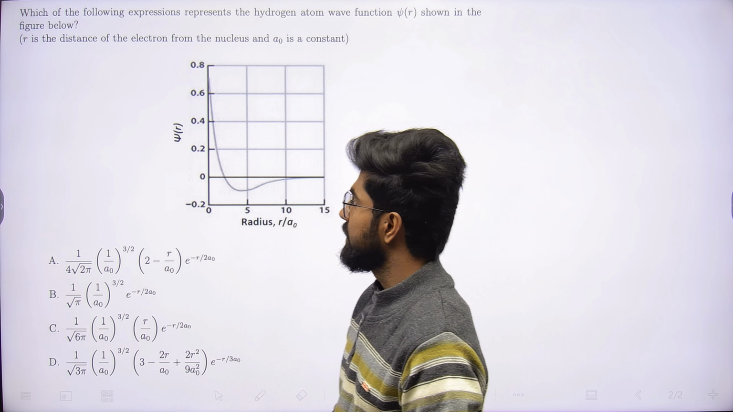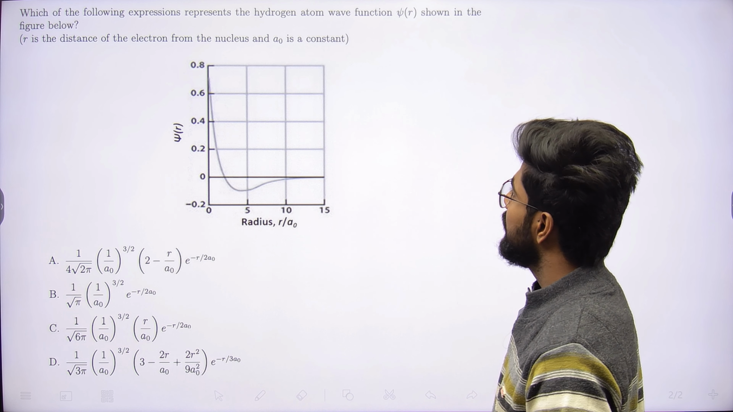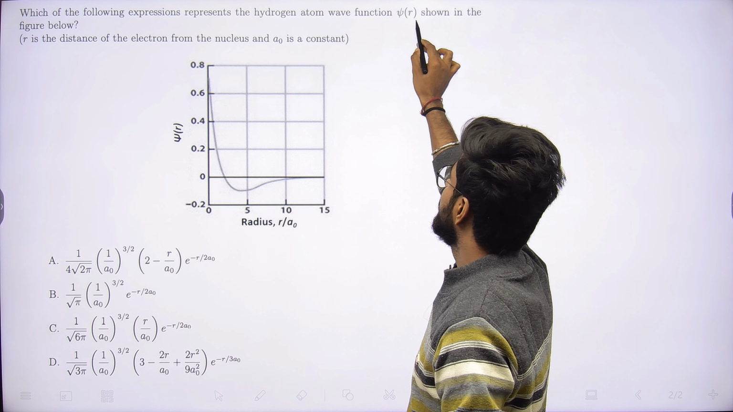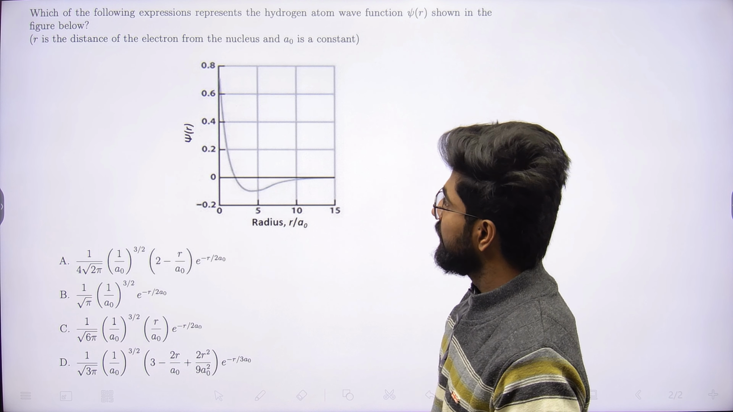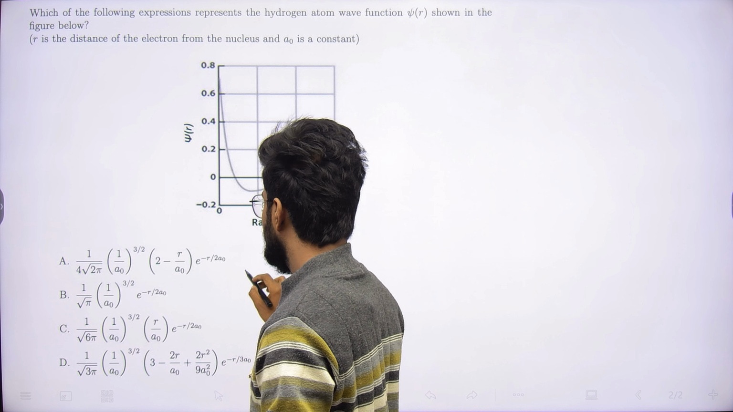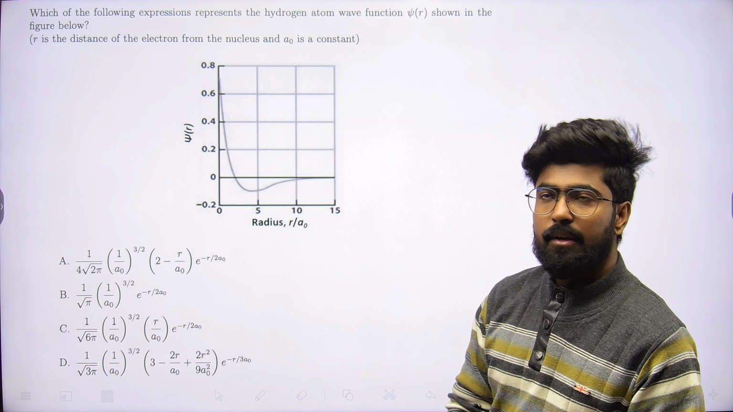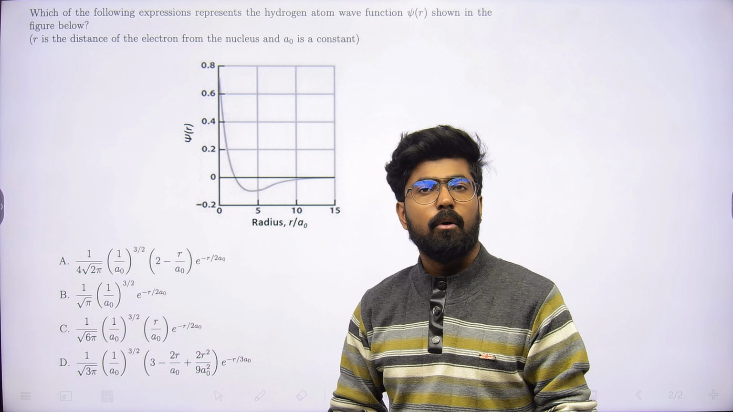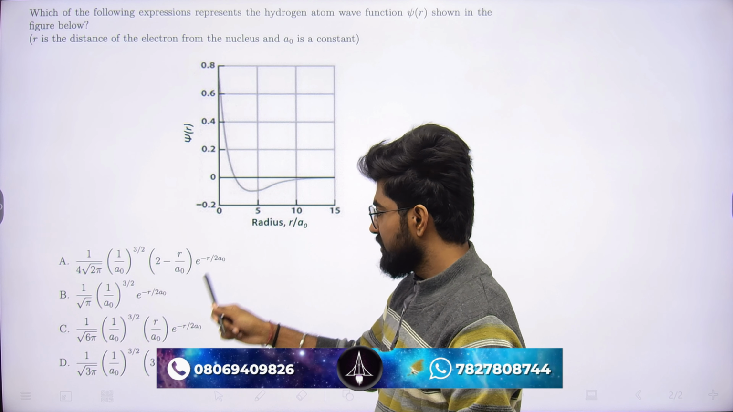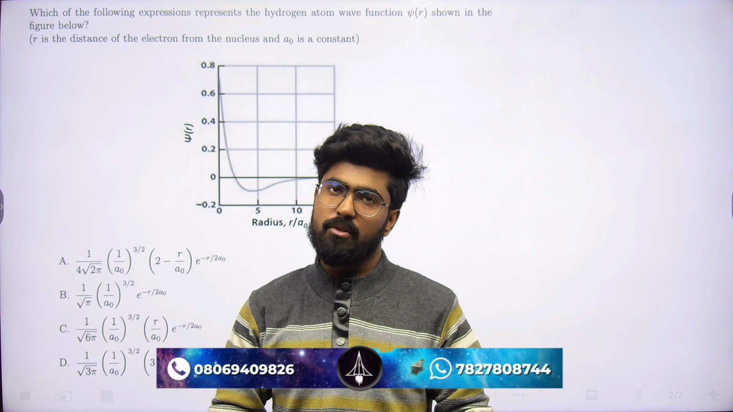So, in this question, which of the following expressions represents the hydrogen atom wave function psi r shown in the figure below? So basically you have been given four different wave functions. Psi r means four different types of wave functions, one graph, four wave functions. All you need to do is check which exact equation can justify this graph pretty much close.